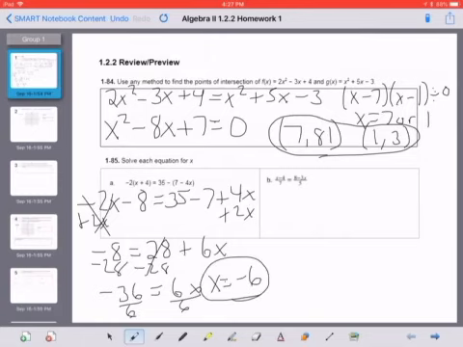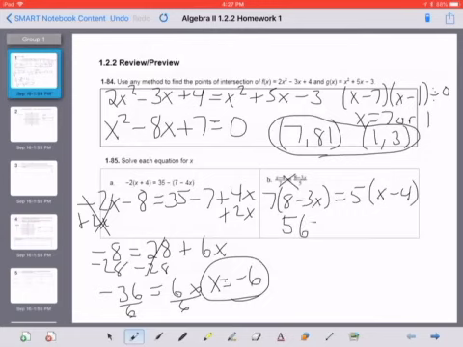For the next equation, the first thing I have to do is actually cross multiply. So I'm going to get 7 groups of 8 minus 3x equals 5 groups of x minus 4. And then I'm going to distribute. So I'm going to get 56 minus 21x equals 5x minus 20.